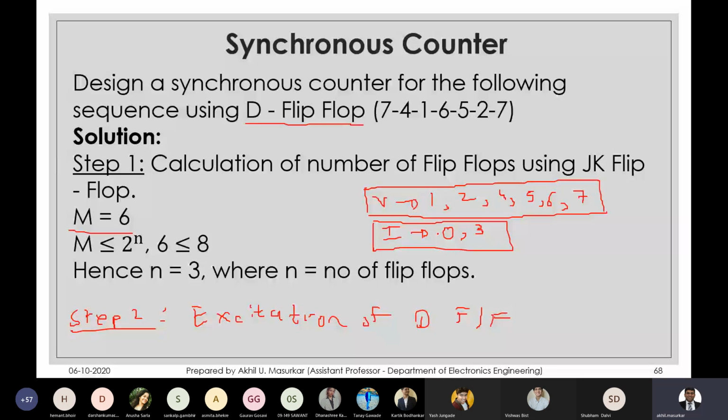So by looking at the sequence, you should be able to say which are valid states, which are invalid states. The ones which are not there, they are invalid. And their next states, either you can keep it don't care or you can keep it 0. If they say in the problem, design a synchronous counter for the following sequence using D flip-flop and deal with the lock-free condition, then the next states of the invalid states have to be 0, 0, 0. But if they are not saying anything, you can keep it as don't care. You can save on the design time.